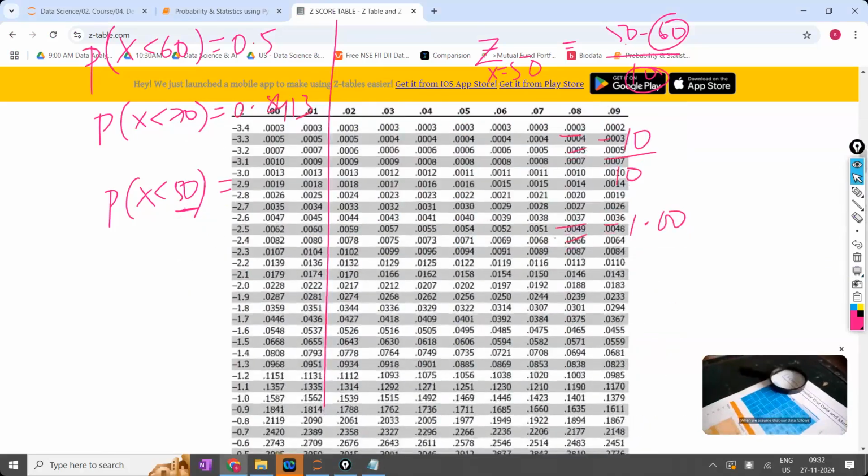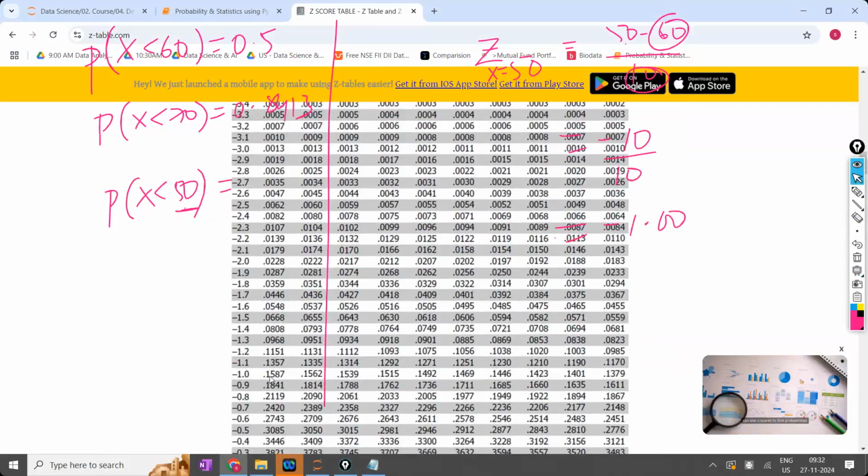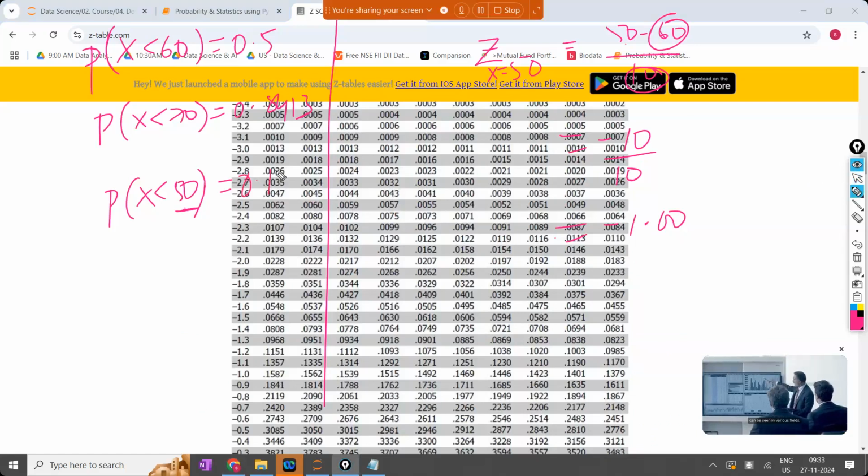Wherever the value minus 1.00 is there, what is the value? It is 0.1587. Is the point clear? 0.1587. You can write that.